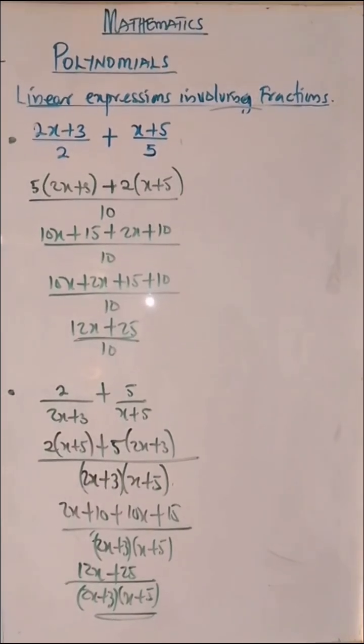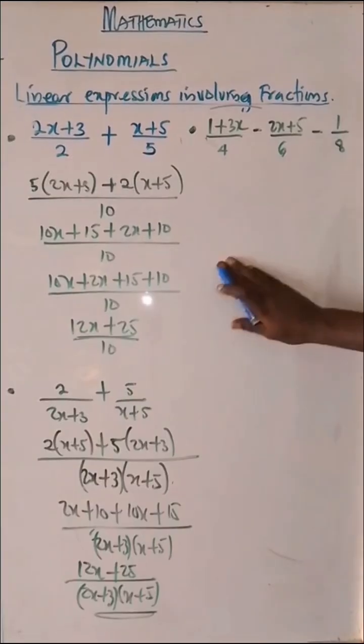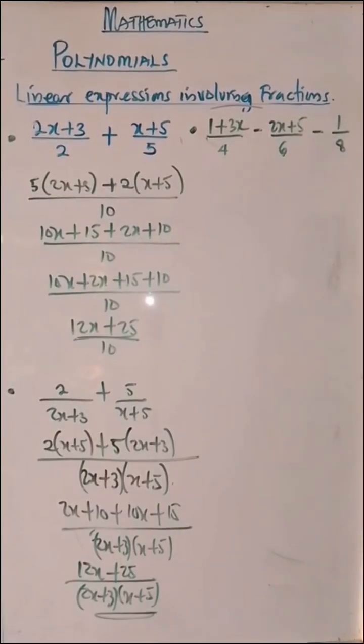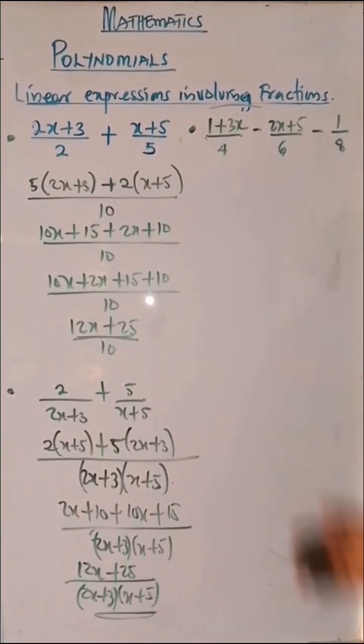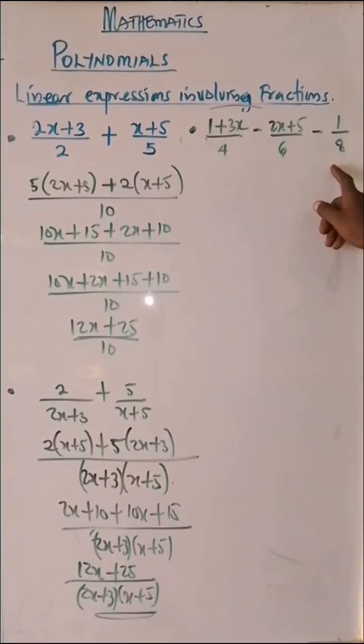Let us take much more complex examples. Now, for this question, same way, same approach. Although here we have three entities, we are still going to take the LCM. What's the LCM of 4, 6, and 8? If you don't know that, go and look for your younger brother in primary 2 or 3 or 5 to explain how the LCM can be gotten.